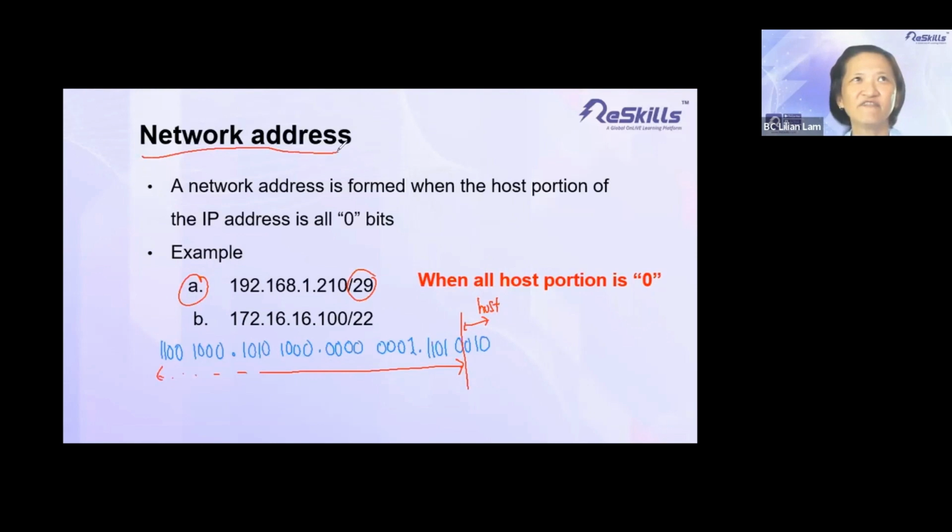And we can start to find the network address. The network address is formed when the host portion of the IP address is all 0 bits, which means we convert all the host portion to 0. This 1, 2, 3 becomes 0, 0, 0. The front 29 bits stay the same.